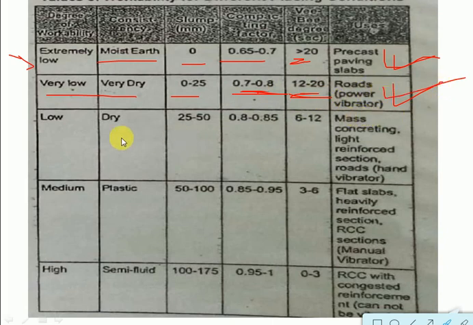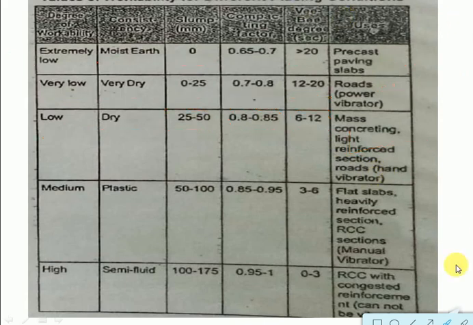workability for road construction. If the workability is low or dry, right, so the slump value we will consider is 25 to 50, and the compacting factor is 0.8 to 0.85, and the VB consistometer is 6 to 12. If you have 6 to 12 VB seconds, right, so that is used for mass concreting or light reinforced section roads or hand vibrated concrete you can use, right?